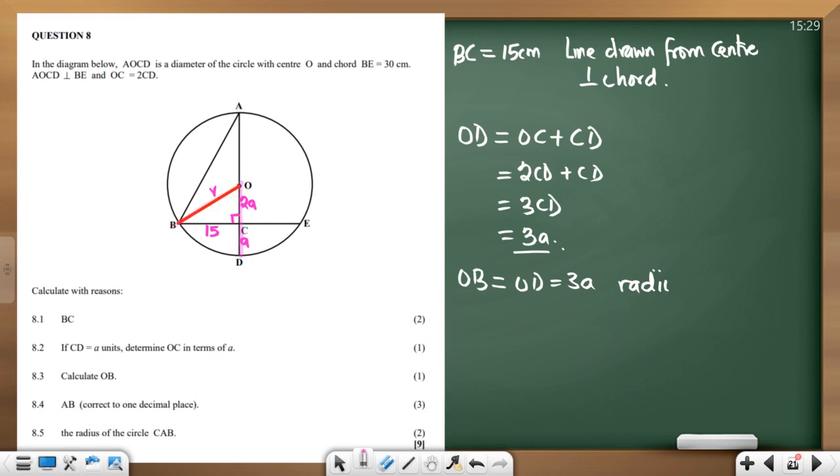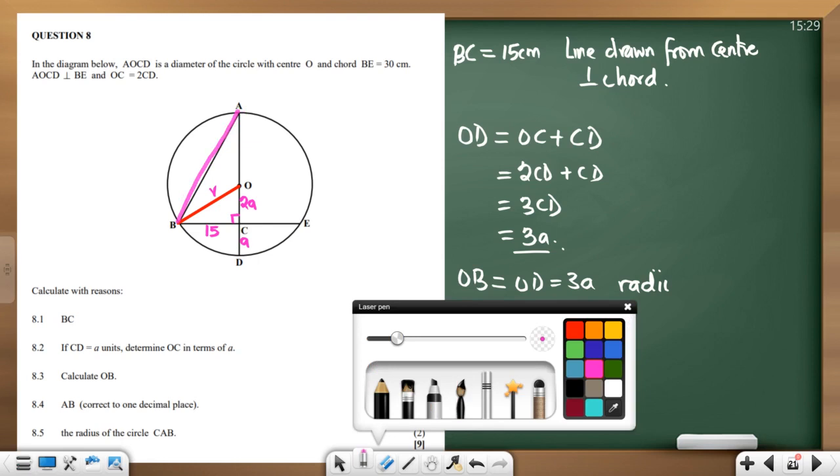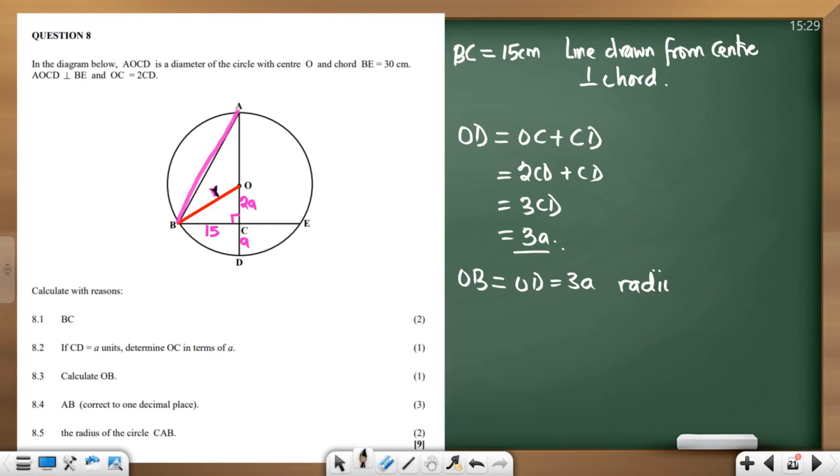Now we need to get AB. Where's AB? We need to get AB. It said to one decimal place, which means it requires us to get values. Interesting. We need to get that. AB. Oh, this is tricky. That is my radius. By the way, OA is another radius. Oh, I see. This is 3A.